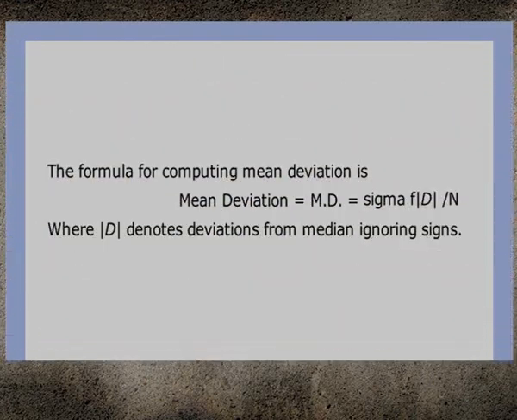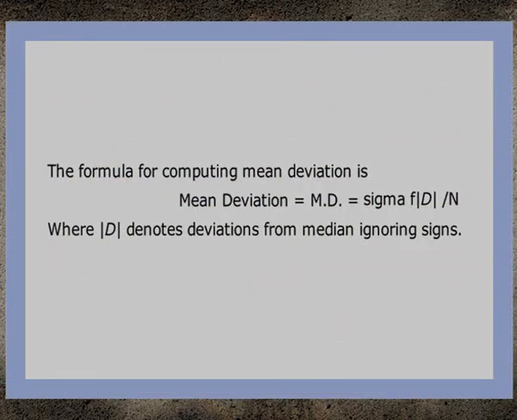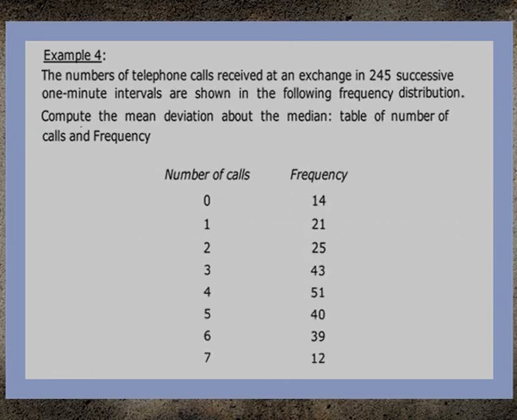The formula for computing mean deviation is MD is equal to sigma F into absolute D divided by N, where absolute D denotes a deviation from the median ignoring the signs. Now let's see an example. The numbers of telephone calls received at an exchange in 245 successive 1-minute intervals are shown in the following frequency distribution. We have to compute the mean deviation about the median.